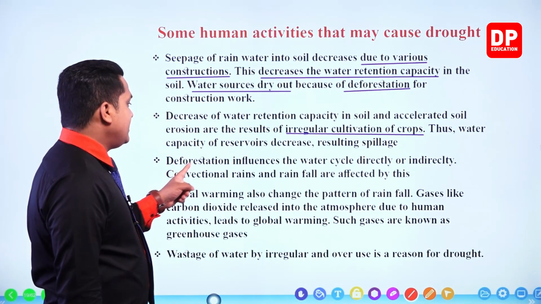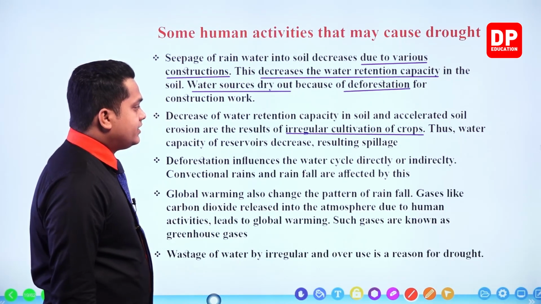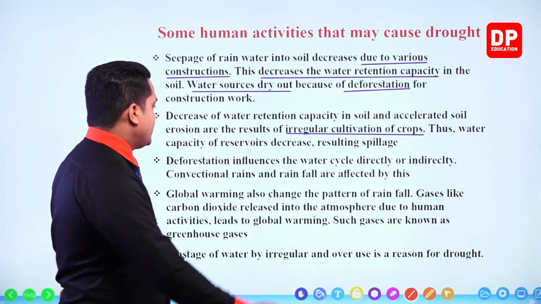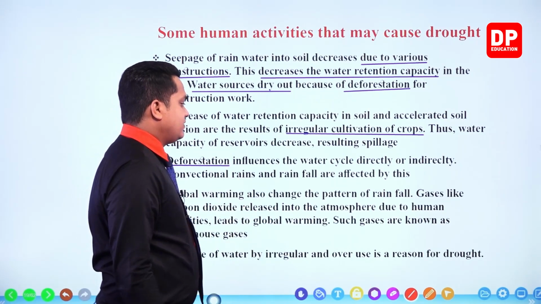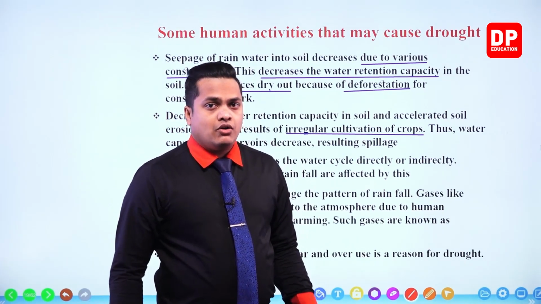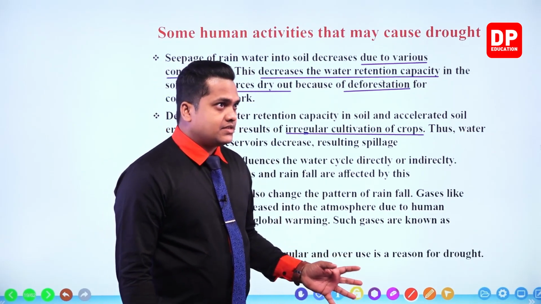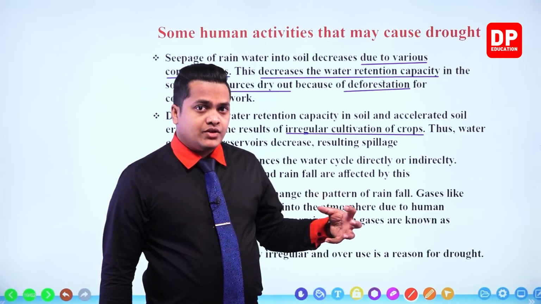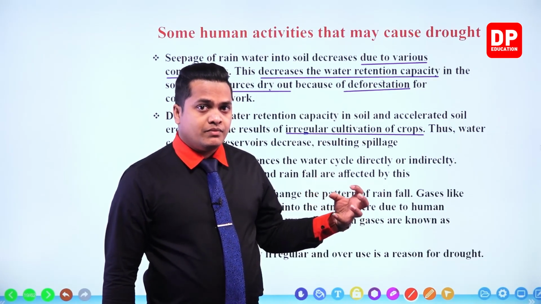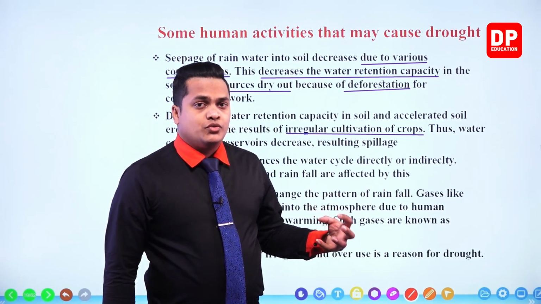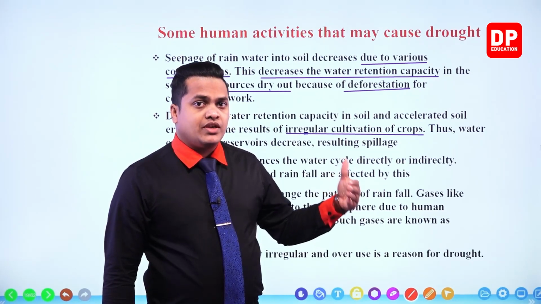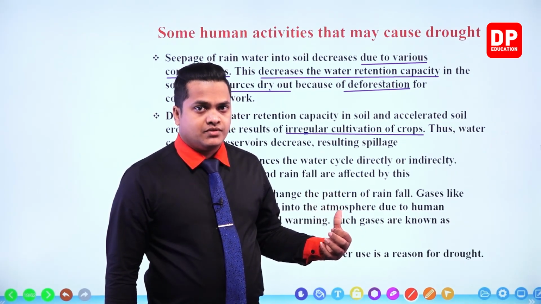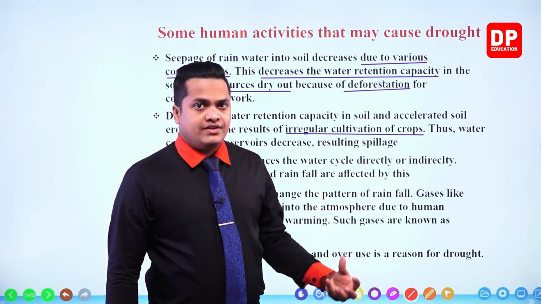Then the next one: deforestation influences the water cycle directly or indirectly. Convectional rains and rainfall are affected by this. I told you that deforestation is also a main reason for drought. So how does deforestation help cause a drought? It's like this. Deforestation influences the water cycle. Plants help to maintain the water cycle, as you know, through transpiration. So this water cycle is getting highly affected due to deforestation.